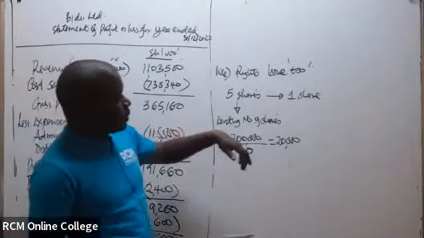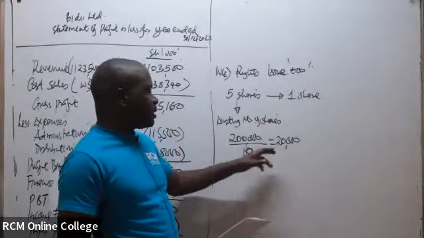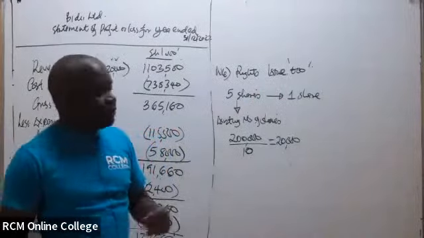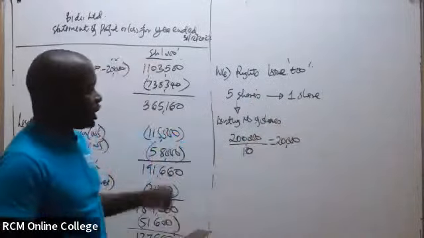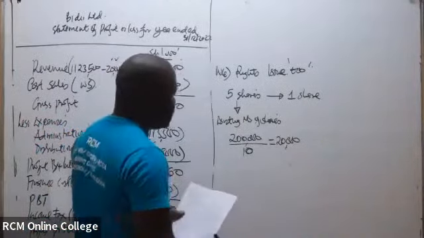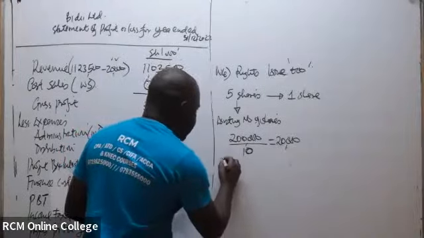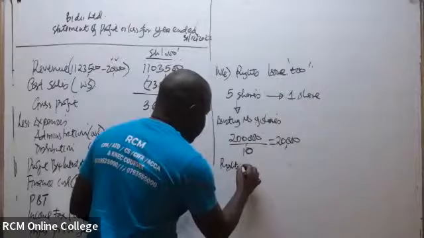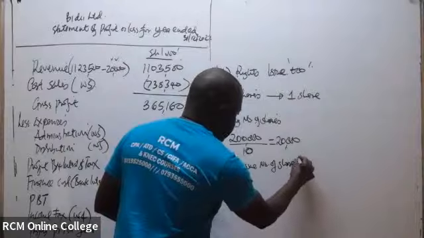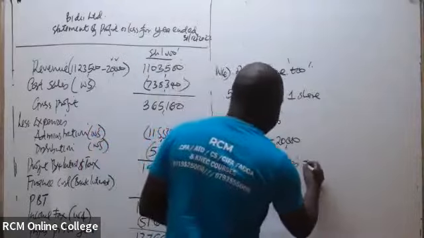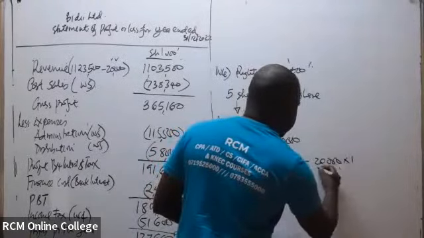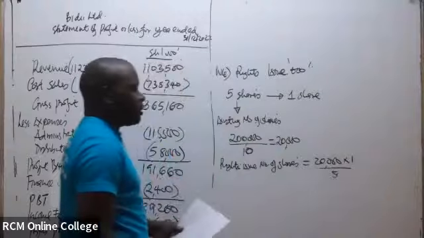So it means they had 20 million shares currently, but for every 5 of these, you are getting one share. So to know how many shares were issued in terms of the rights issue, the rights issue number of shares, we take 20,000, multiply by 1, and divide by 5.